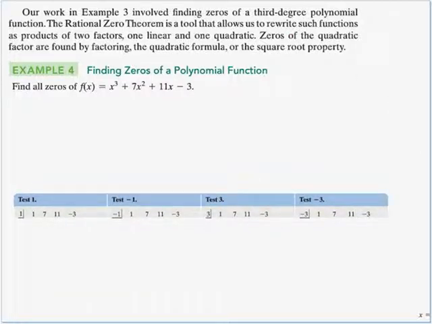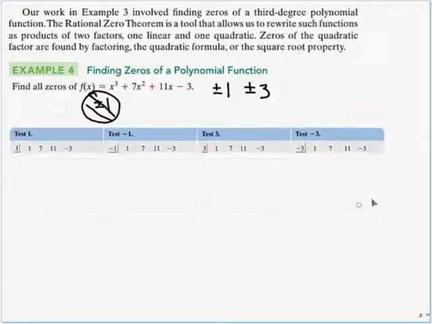Okay, let's see what's going on here. In example 4, they want us to find all the zeros of this polynomial. The factors of our leading coefficient are positive and negative 1, and the factors of our constant at the end, it's a nice prime number, so our only factors are plus and minus 1 and plus and minus 3. Because we're dividing by plus or minus 1, these are our possible real zeros of this polynomial. So we can do a little synthetic division test. We only have four of them, positive 1, negative 1, positive 3, negative 3.